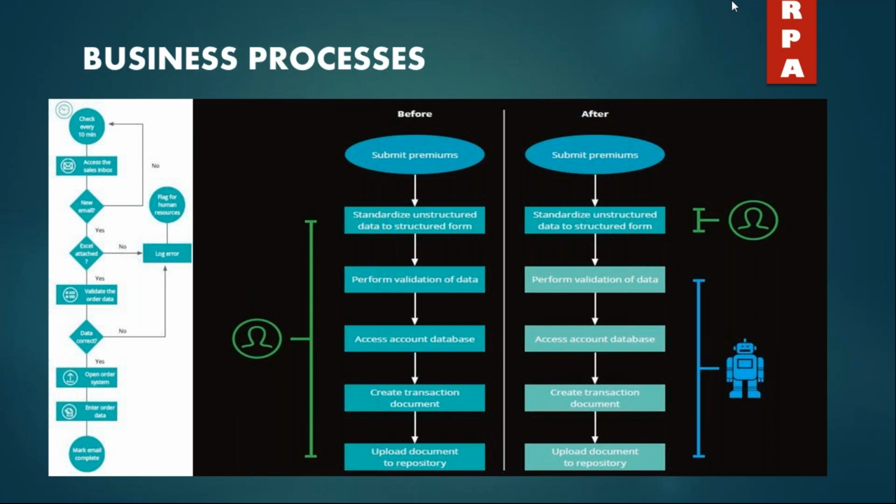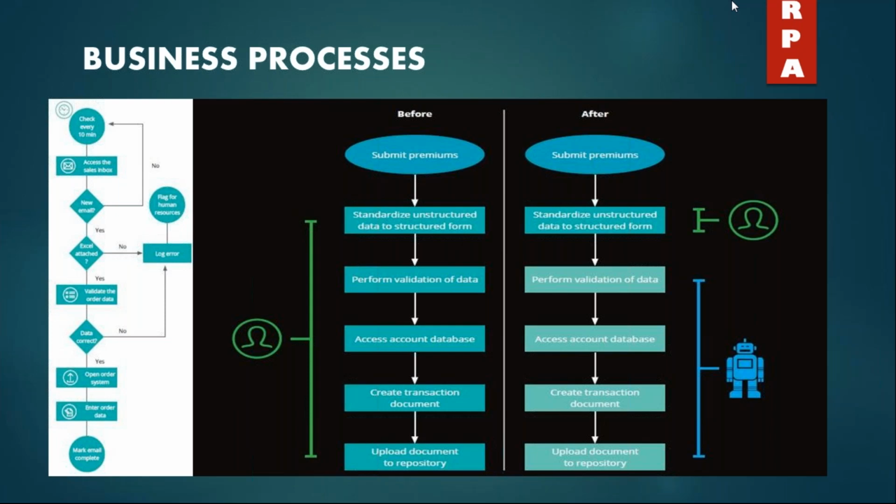Once the data is valid, they need to create a transaction document, and once the transaction document is created, they need to upload the document into a repository. These are all the steps they are doing manually. That kind of business process we are automating here.